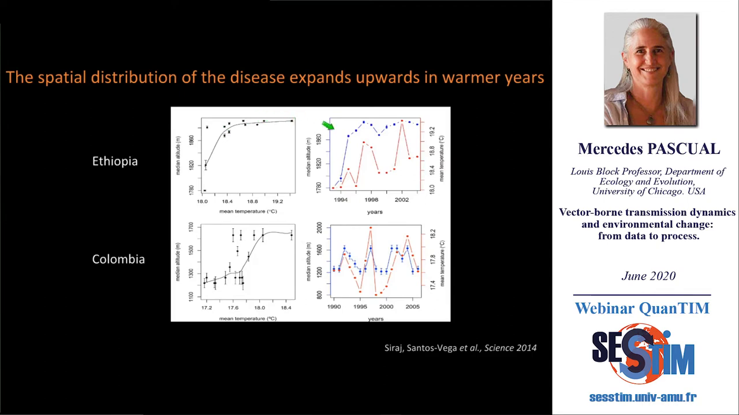Similarly, we can now plot the median altitude as a function of time, and then also follow what was happening to temperature. And in fact, you see that during these two El Niño years, when temperature went up, you see the disease climbing in altitude. A very similar pattern, in the sense of this variation being correlated with temperature, is shown in Colombia.